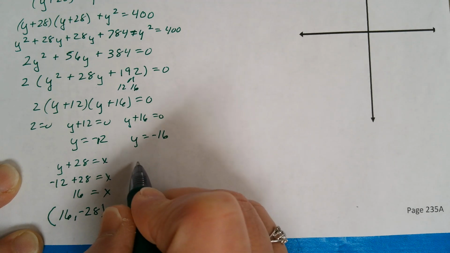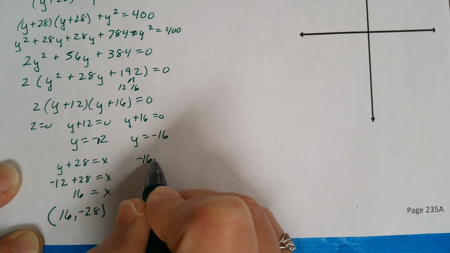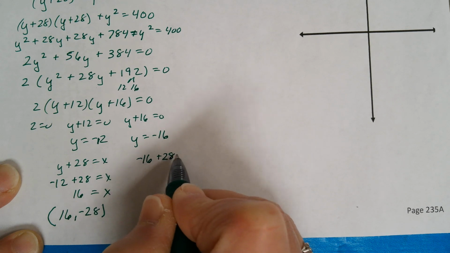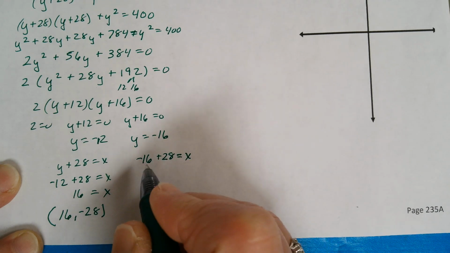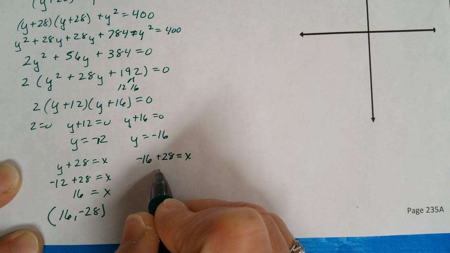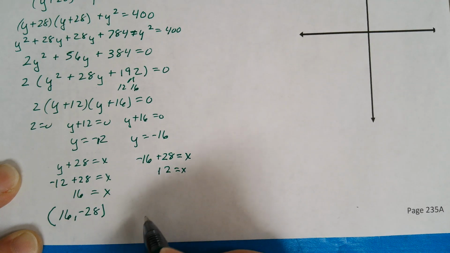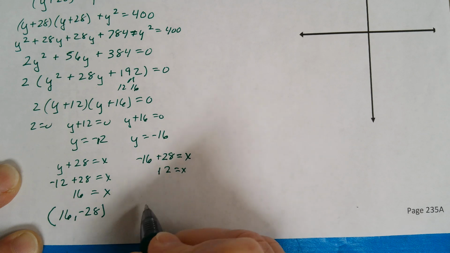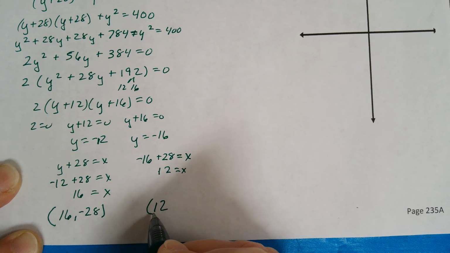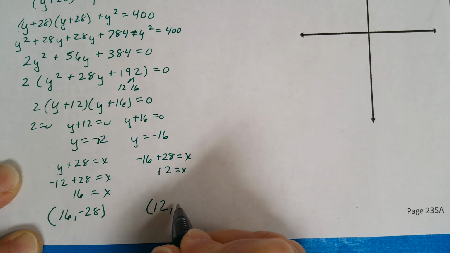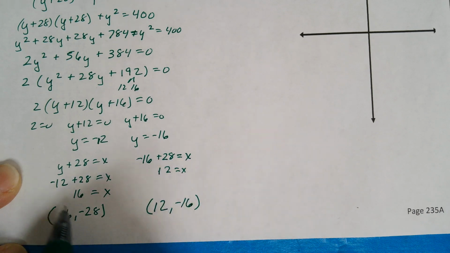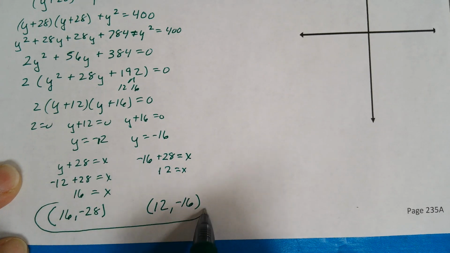When y is negative 16, negative 16 plus 28 is 12. When y is negative 16, x is 12. Alphabetical, x is first. 12 comma negative 16. So these are our two real solutions.